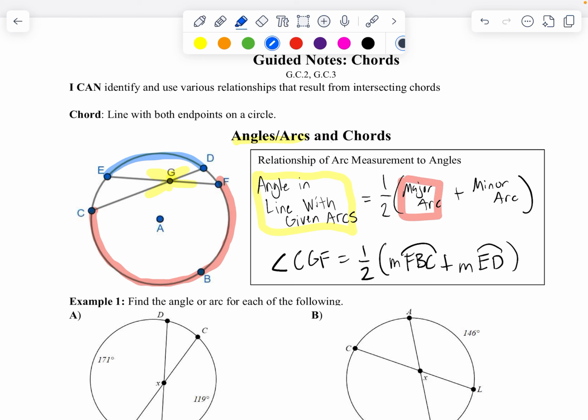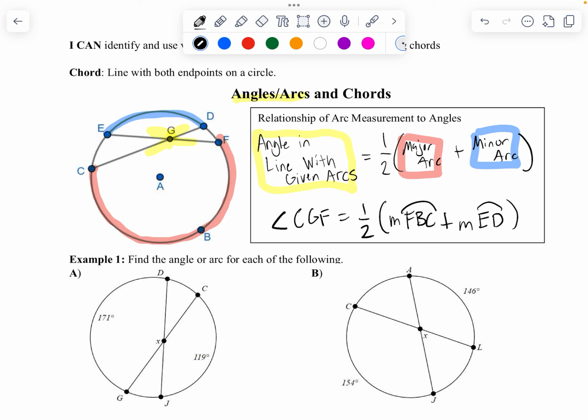Major here is just going to be talking about the arc that is larger than the other, right? So ED is considered the minor arc in this case, even if it was larger than 180, because it is smaller than the other arc, right? So we're going to be talking major versus minor as a comparison of larger versus smaller arcs there. So mathematical notation, angle CGF is going to be 1/2 of the measure of arc FBC plus the measure of arc ED. All right, so if the general property doesn't really float your boat, there you go.